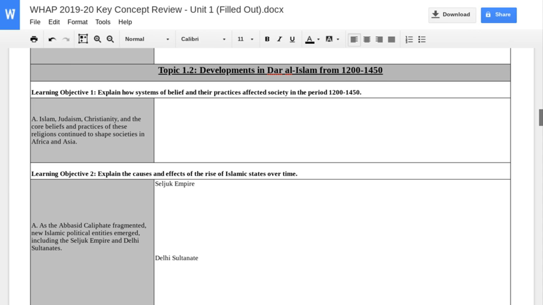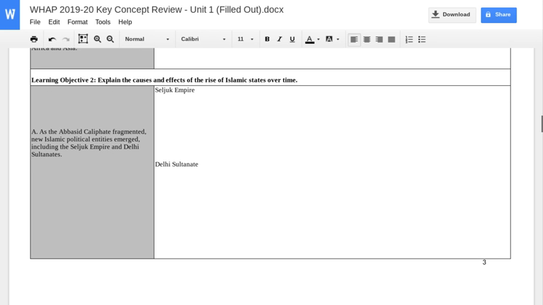So if you look at learning objective 1 under A, this is just kind of the basic characteristics of Islam. You also have Judaism and Christianity. Just realize that for 1.2, we're dealing strictly with Islam. We'll move to the other two as we go forward. So the real meat of it begins with learning objective 2. It's the causes and effects of the rise of Islamic states over time.